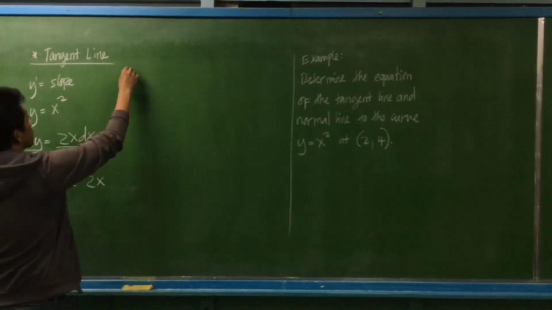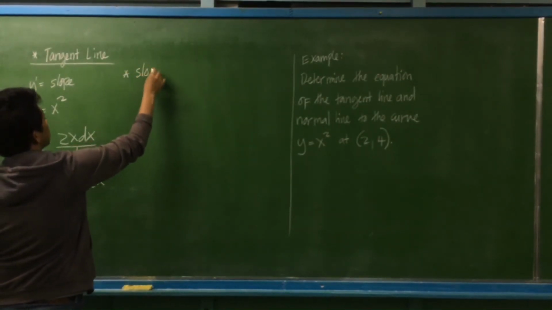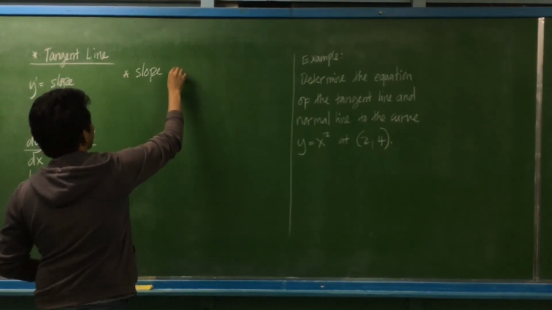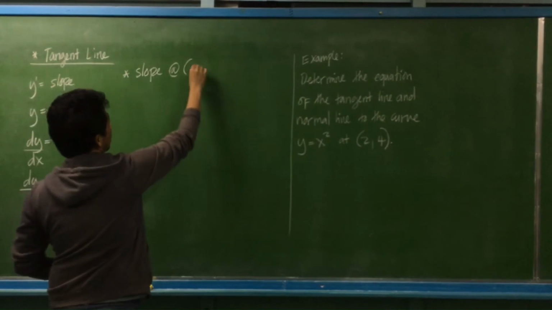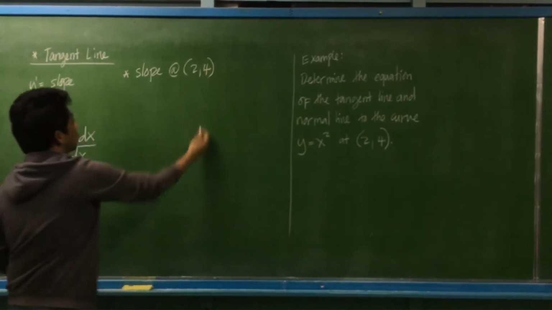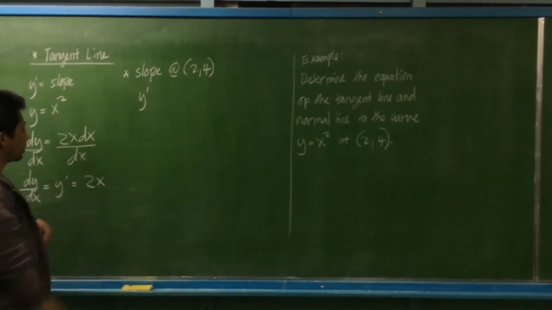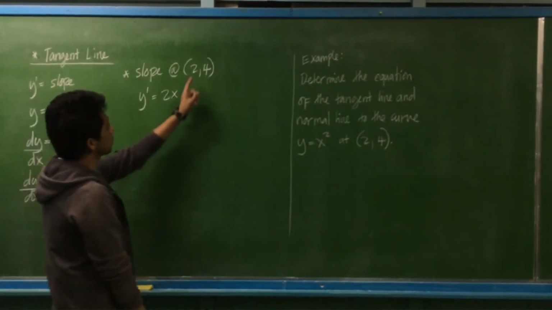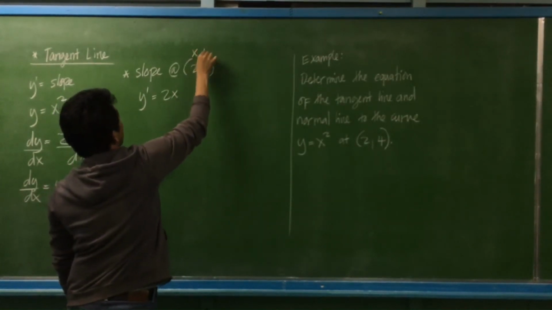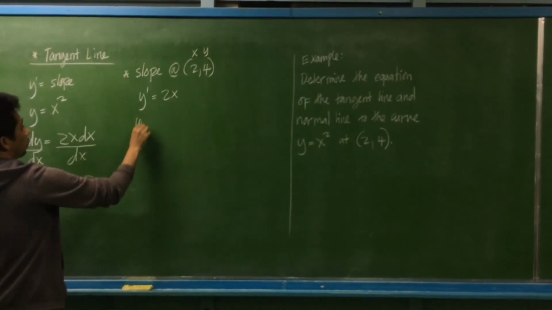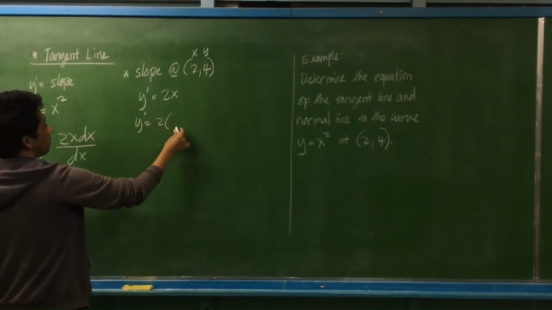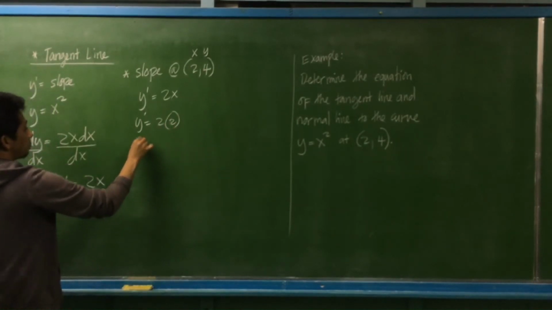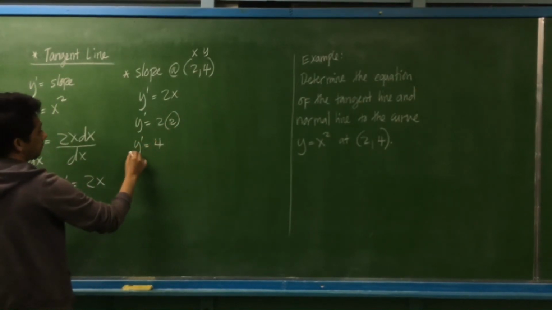So how do we determine the slope? This is the slope at the given point, or the given coordinate, that is (2, 4). We have the slope equation y prime is equal to 2x. All we have to do is substitute the value of x. So basically this is x and y. We have y prime is now equal to twice of 2. So y prime is equal to 4.